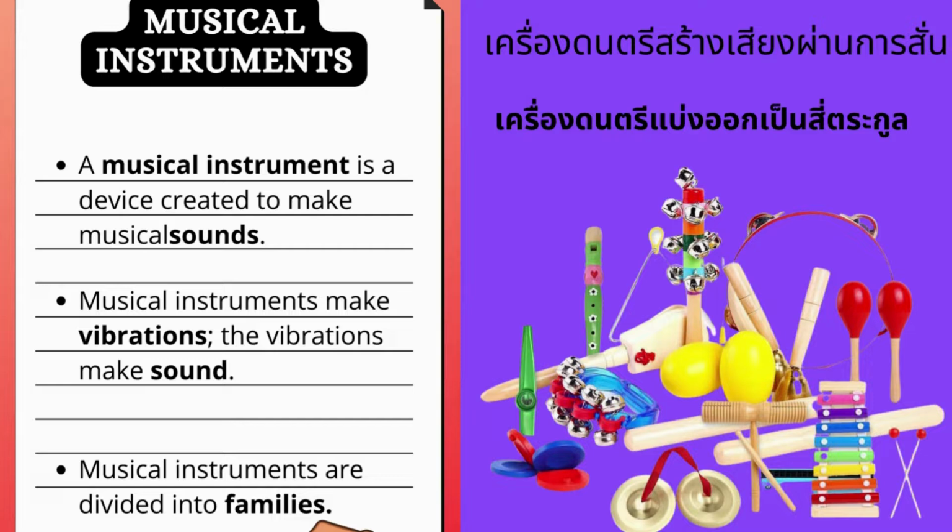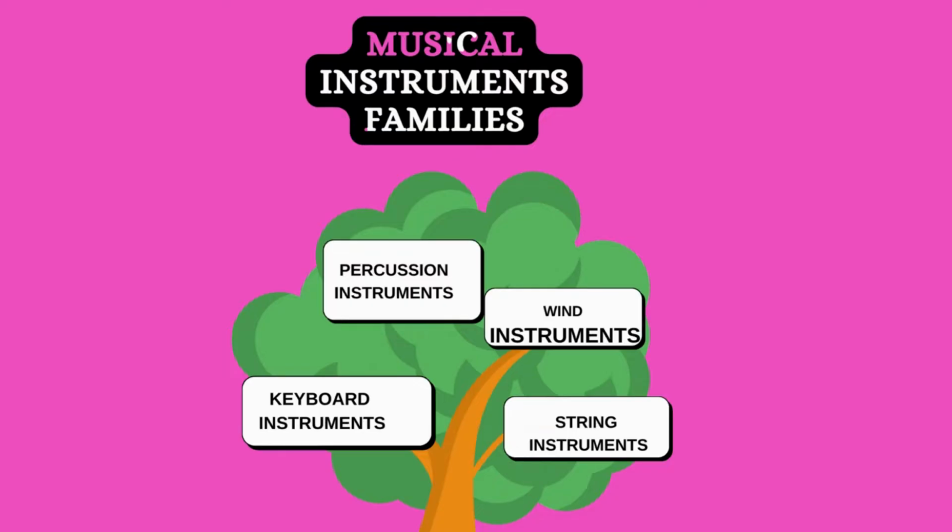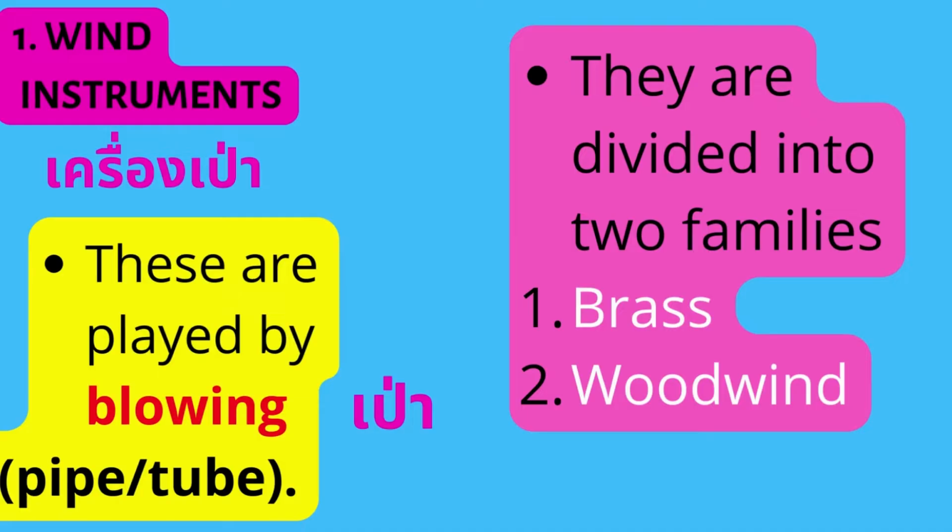And these instruments are put into families. These families are defined by how the musical instrument is played, because the way you play a guitar is not the same way you play a drum or even a saxophone. So the four main musical instrument families are percussion instruments, wind instruments, keyboard, and finally the string instruments family.